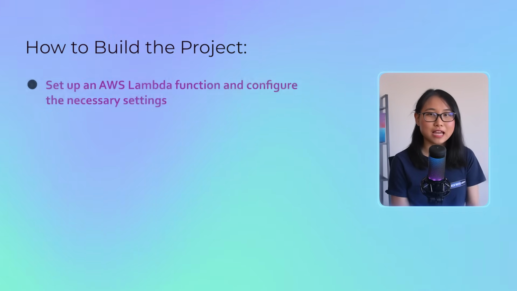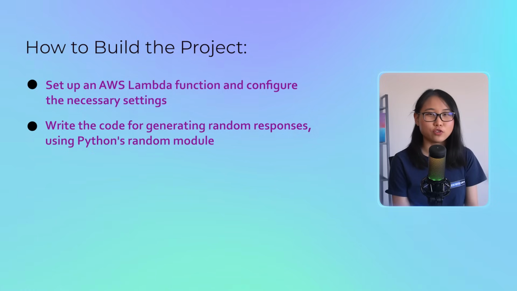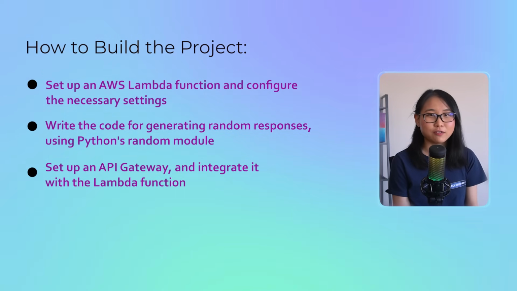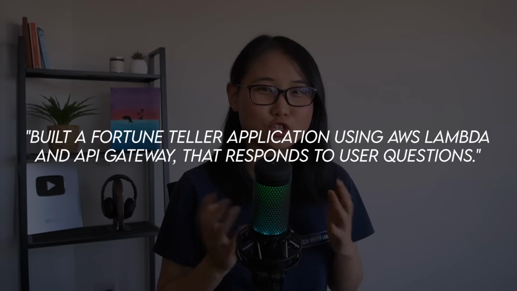So first, set up an AWS Lambda function and configure the necessary settings. Next, write the code for generating random responses using Python's random module. After that, set up an API gateway, integrate it with the Lambda function, and once that's done, deploy your code and test it to see if the application runs properly. Once the project is completed, add this line onto your resume to describe what you built.